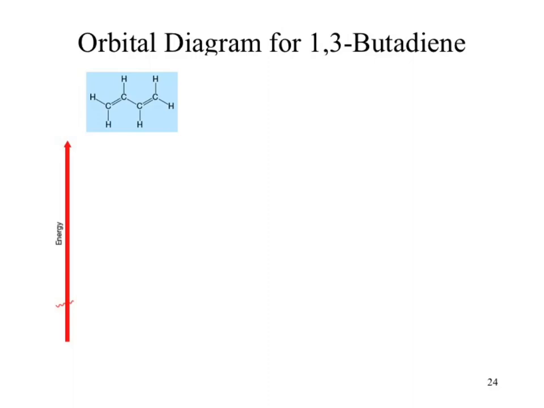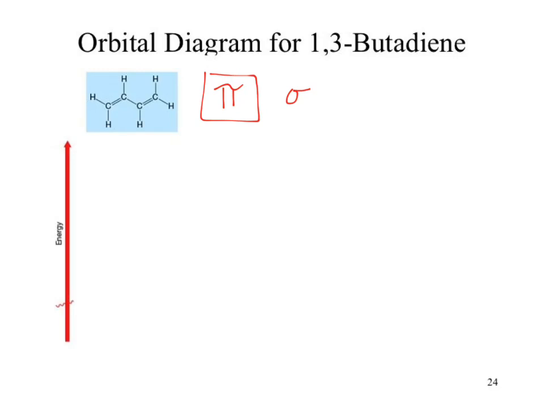Or said another way, what types of bonds do we have in butadiene? We have pi bonds and we have sigma bonds. Which of those is higher in energy? Pi. Which orbitals do you think we want to look at for our orbital diagrams? Our orbitals of pi symmetry. So what do we go through and do?